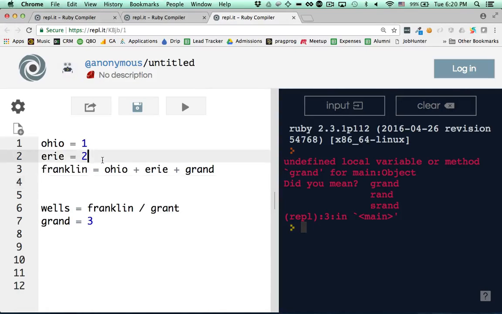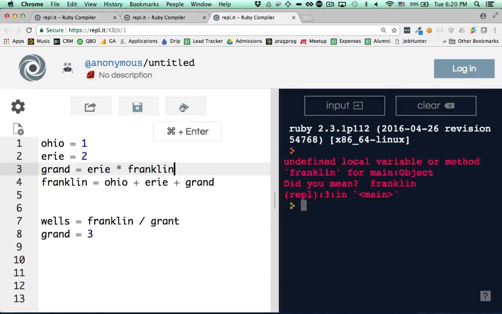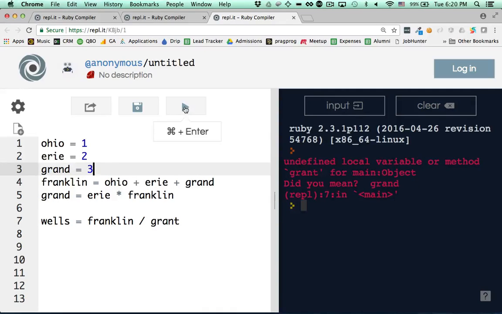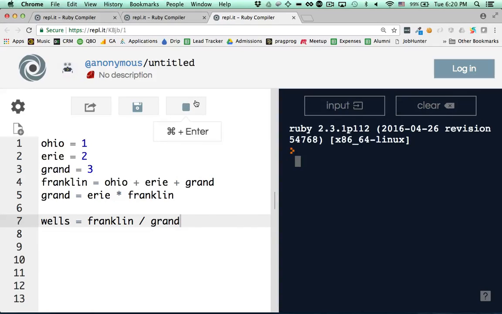If I try that, let me go back to the Franklin problem. So I'm going to move this definition of grand up above. Now, which line is problematic? 7. What's wrong with 7? Grand. Yeah. So I just fix that. And then I run the code and ignore the green thing. But the fact that we got the green thing means that we're good. Any questions about that?